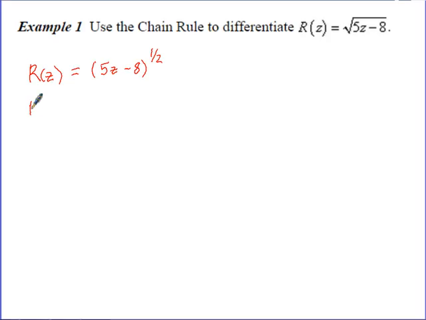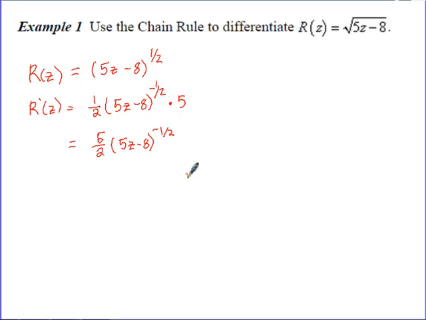So then when I actually take the derivative, what's going to happen? 1/2, leave the inside, 5z minus 8 to the negative 1/2 times 5. Can I simplify this a little bit? You can multiply the 5 and 1/2, which gives me 5/2, 5z minus 8 to the negative 1/2, and then of course what?